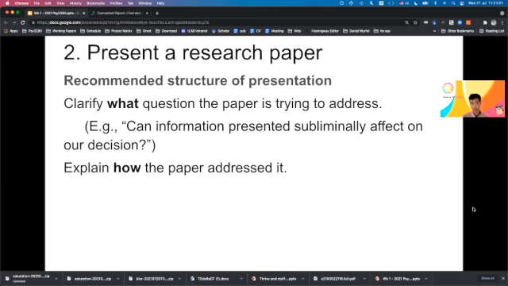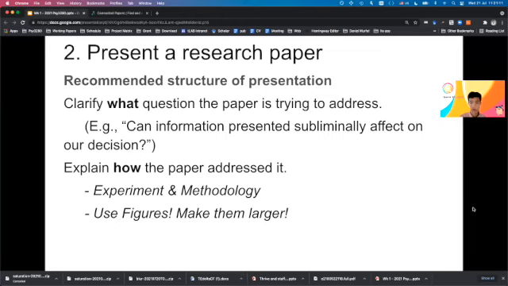Once you can do that presentation of why, then the next thing is to clarify what question and also how question. And these basically fall out from reading the paper in the methods part and the results section. So it's not going to be that difficult.